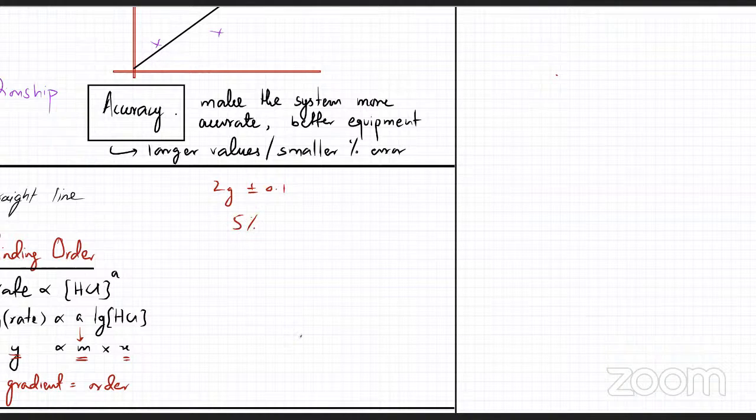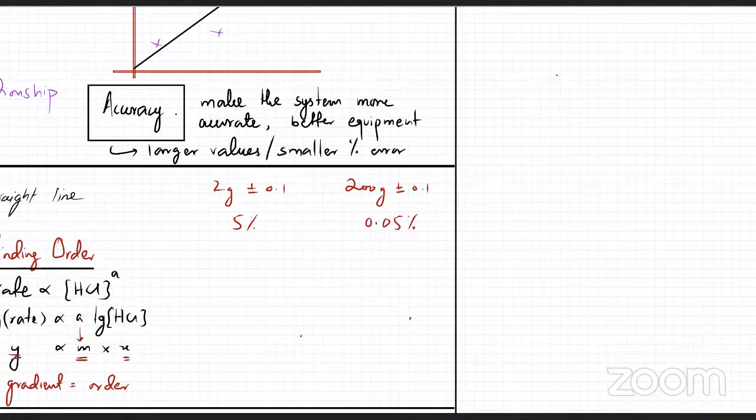But if I use the exact same device and this time I measure 200 grams, the error is the same. It's plus or minus 0.1, right? So what is the percentage error now? 0.05. Are you sure, 0.05 or 0.5? I'm going to go with 0.05. Yeah, I think that's fine.